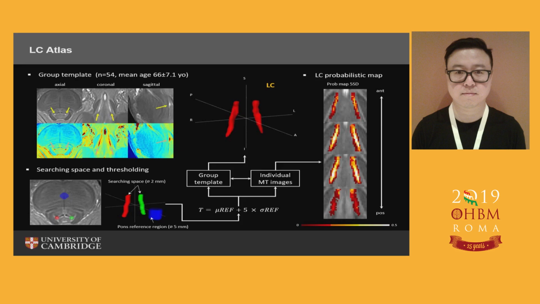In this map, a brighter voxel means this voxel is more likely to survive the threshold across subjects. And this map can be co-registered with the patient's data as an independent LC mask and provide more unbiased signal estimation for the LC. And we will make the atlas available for everyone very soon.